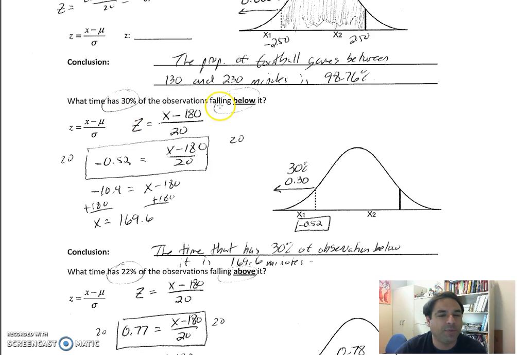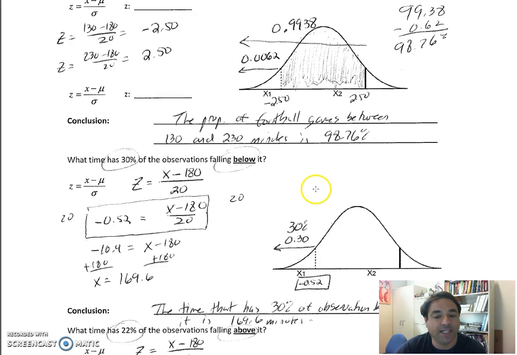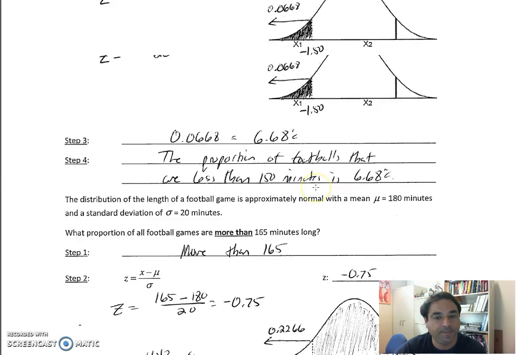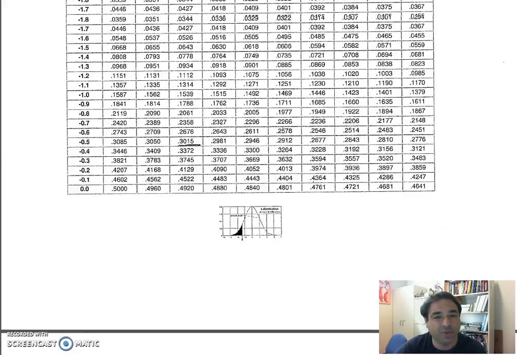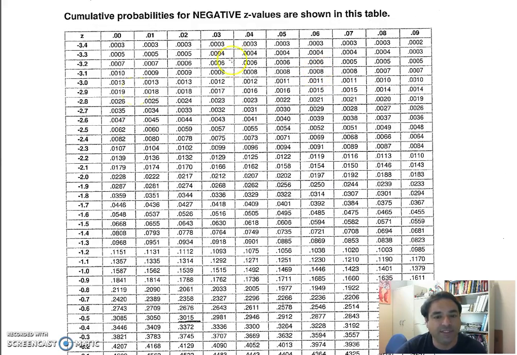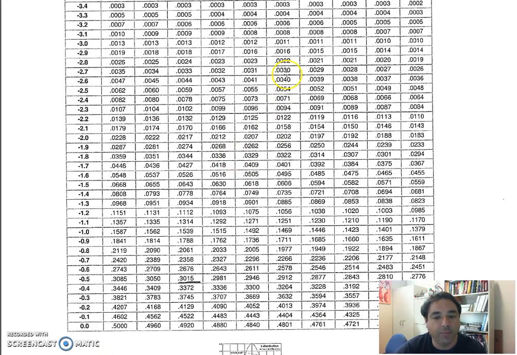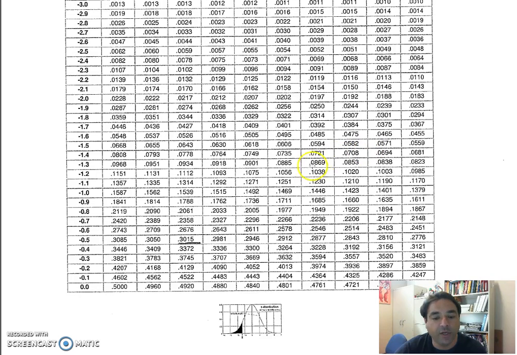If we're looking for 30% below, it would be the bottom 30%. So 30% is 0.30. Remember, that's not the z-score, that's the percent. But we know the z-score is on the negative side, so I go to the negative table. Again, I'm trying to find the z-score given the percent. The percents are located here. So we're looking for 0.30, not 0.0030, not 0.030. We're looking for 0.30.